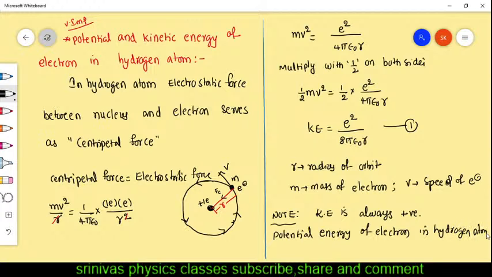What is the potential energy of an electron in a hydrogen atom? The potential energy formula is 1 by 4 pi epsilon naught into Q1 Q2 by r. Here the potential energy is 1 by 4 pi epsilon naught into Q1, the nucleus charge plus 1e, and Q2, which is minus 1e. Here you must take the negative sign, because the potential energy is negative. Next, I'm going to erase this, so take the screenshot and note it.